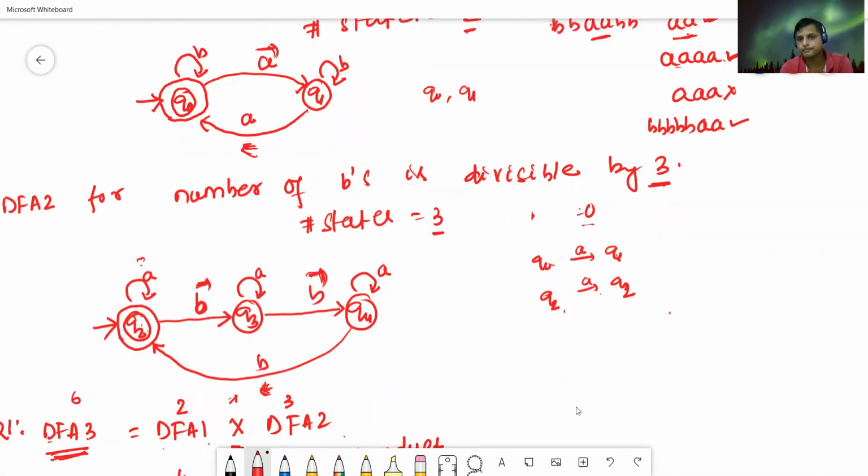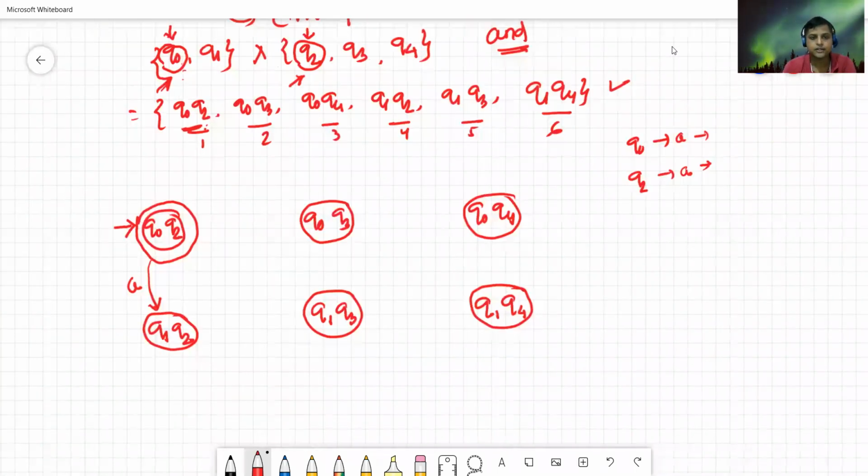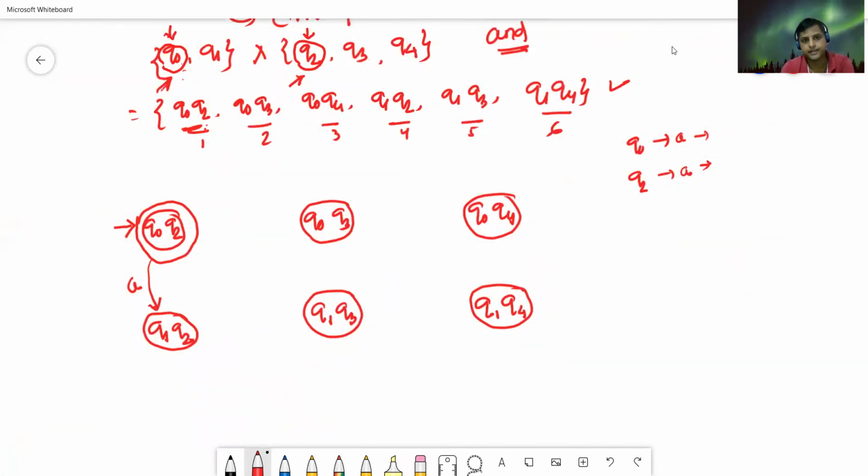Now similarly, we can check Q0, Q2 reading B. Q0 reads B, goes to Q0. Q2 reads B, goes to Q3. So Q0, Q2 reads B, goes to Q0, Q3. Okay, Q0, Q2 is done.